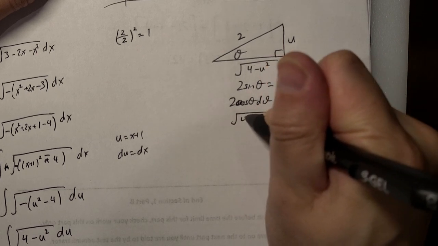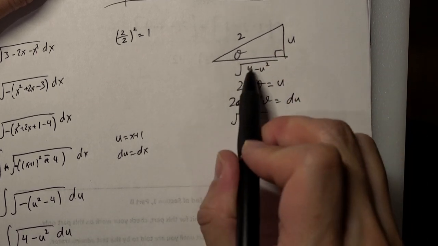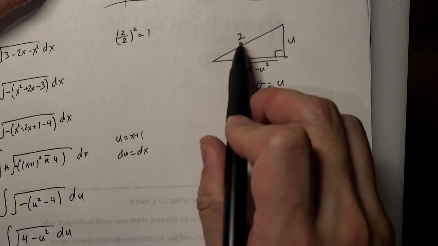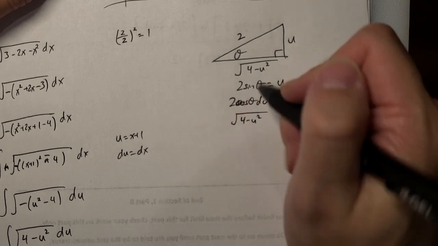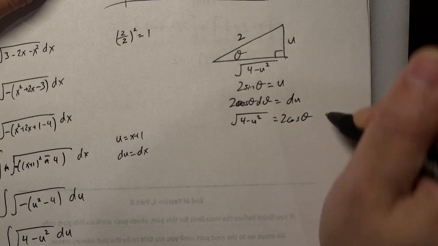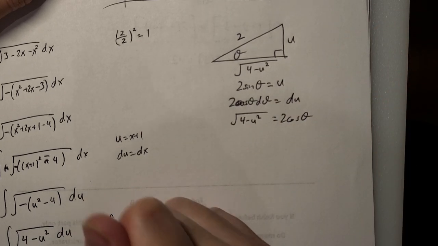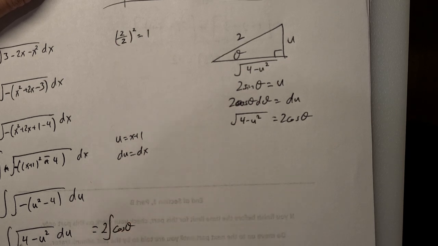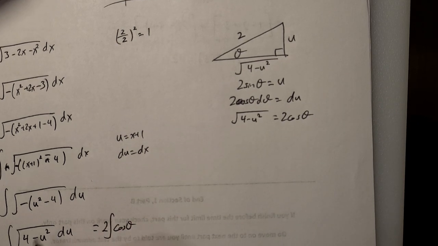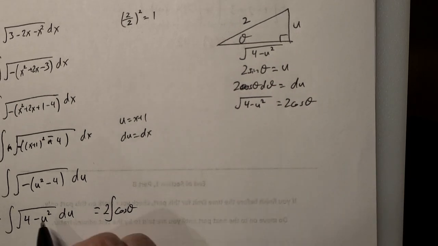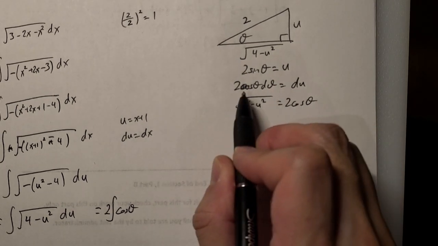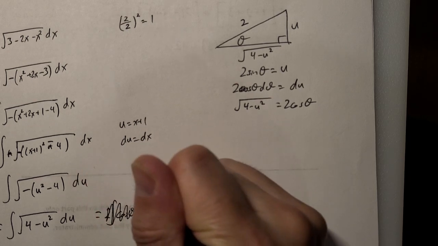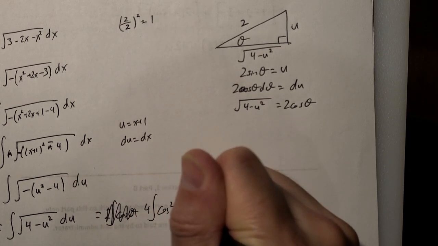Now we need a square root term. Square root of 4 minus u squared. How can we get that? Cosine theta is square root term over 2. So 2 cosine theta is square root term. So our integral becomes 2 cosine theta. That's from this term. We got that, 2 cosine theta, right? Du is another 2 cosine theta. So we write it as 4 cosine squared theta d theta.